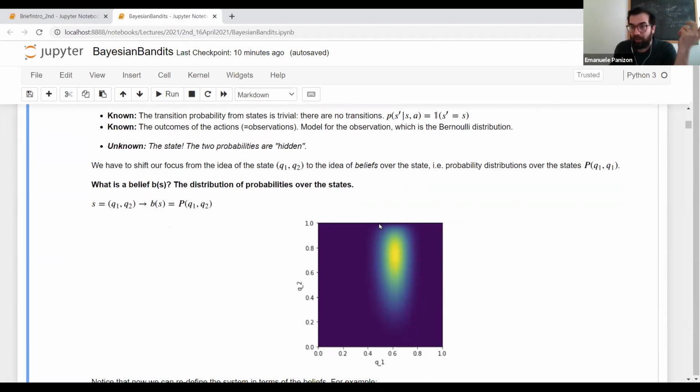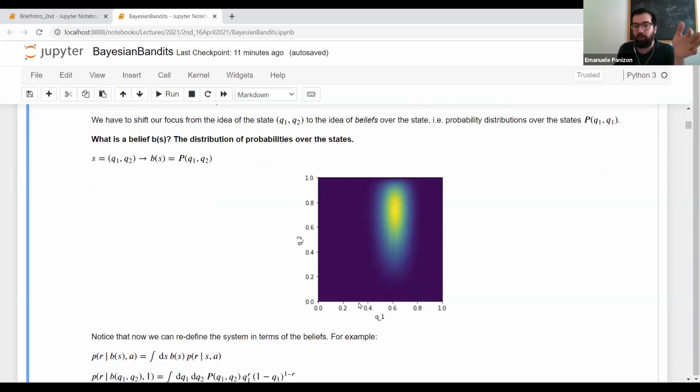So the idea, as pointed out in this series of ideas, is that we have to shift from the idea of a single state to the idea of beliefs over states. And a belief is just a probability distribution over the states, which means that I am not given the information that I am in a perfect state at a point, but I may have the idea that I have a distribution of them. Not all of the states are equally probable. Basically, this means that instead of having a state, I have a function over states. And this is a typical example of a belief.